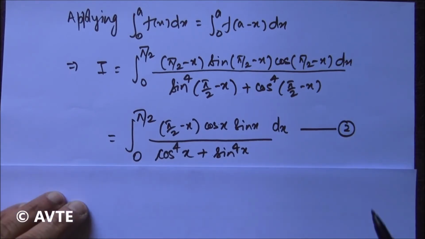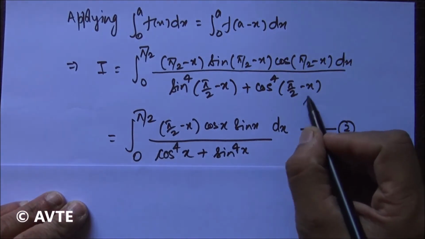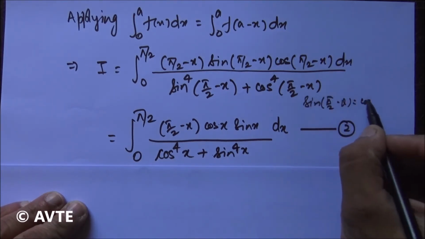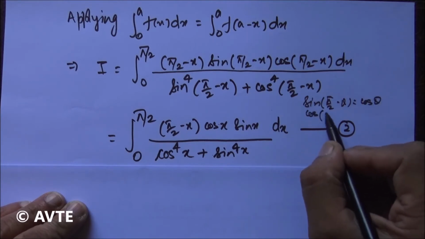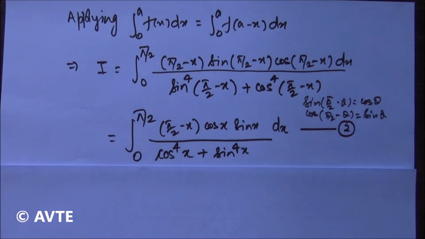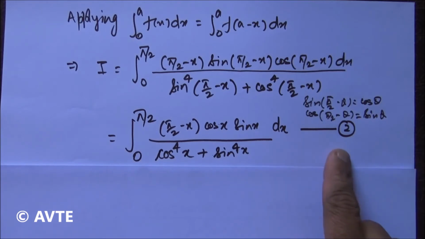You can write this also because it's a 6 marker. So you could write sine 90 minus theta is cos theta, and cos 90 minus theta is also sine theta. So sine turns to cos, cos turns to sine. That is, there is no effect because the product is commutative. But what we have is pi by 2 minus x. Also in the denominator, sine turns to cos, cos turns to sine, but because of raised to power 4, and the conversions are in the first quadrant, it remains the same. So we have written this as equation number 2.